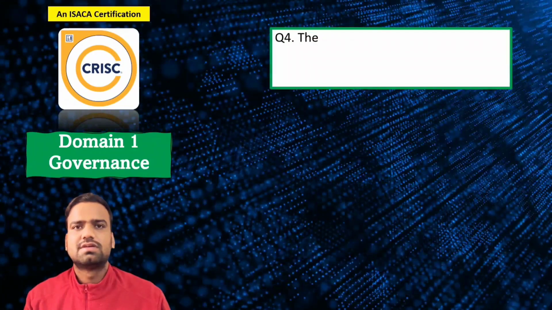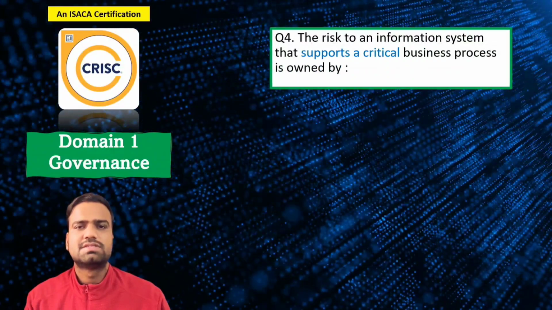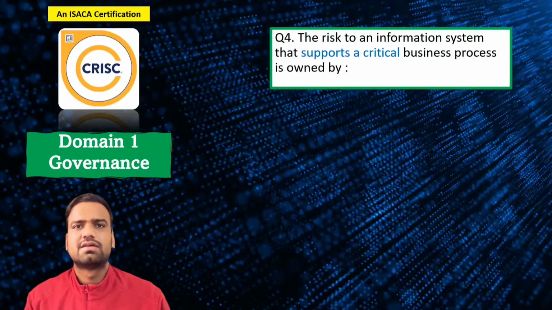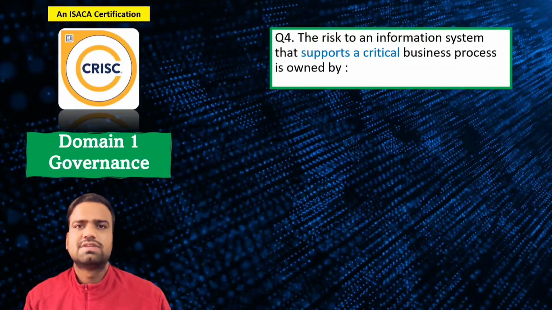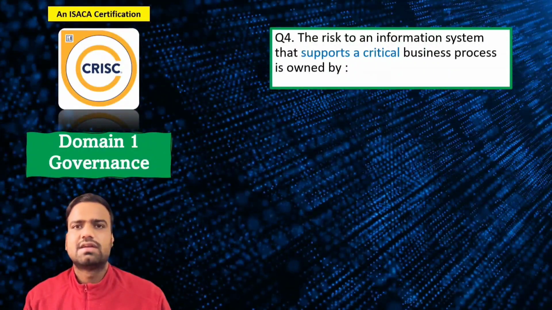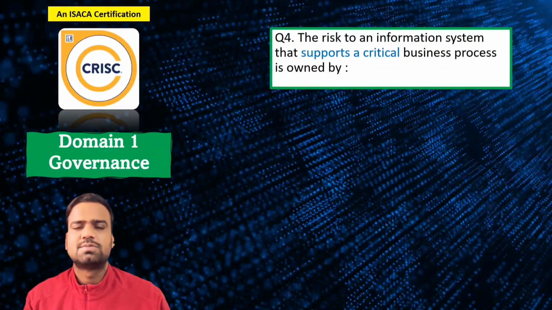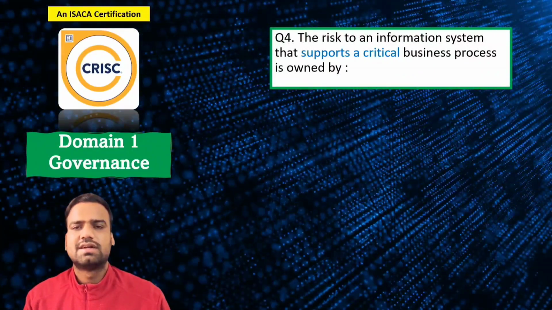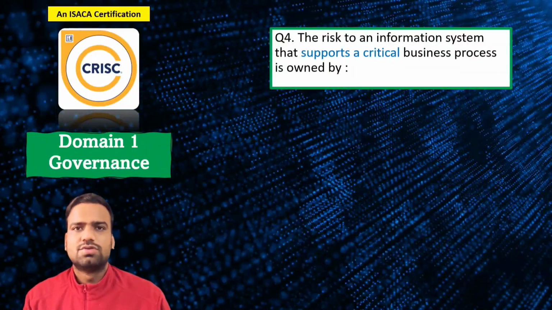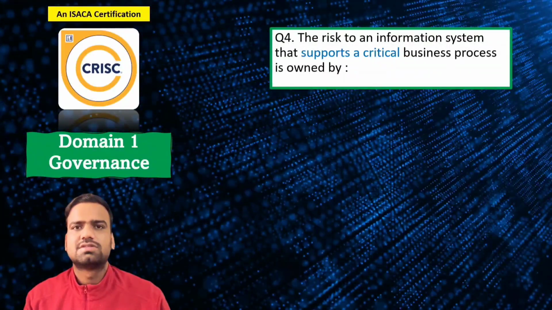Next question, the risk to an information system that supports a critical business process is owned by. So let's understand the question with an example. Take a large financial institution where information system is responsible for processing and managing financial transactions, which is a critical business process. So who will own the risk to this information system which supports critical processes?